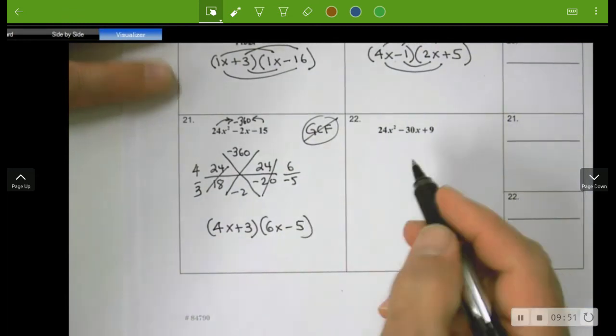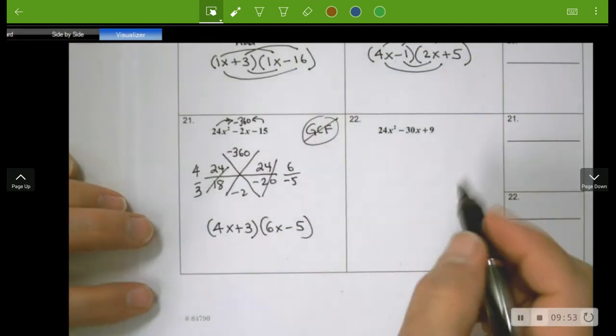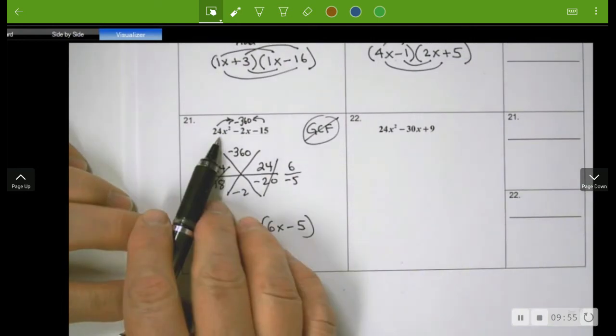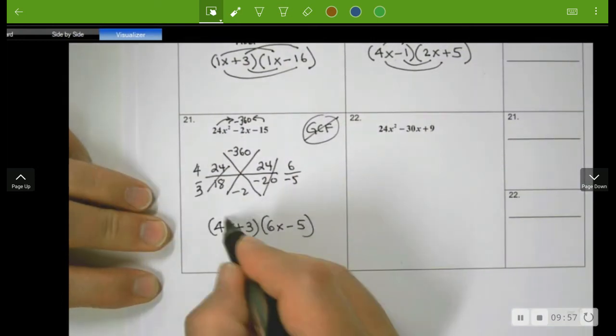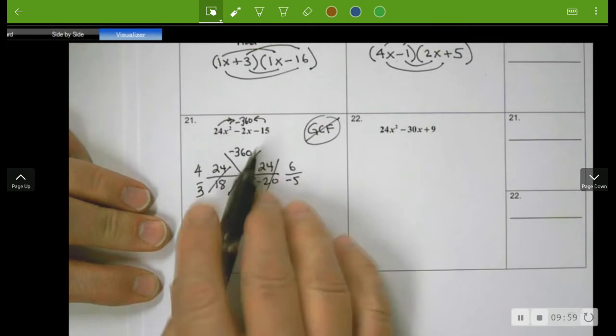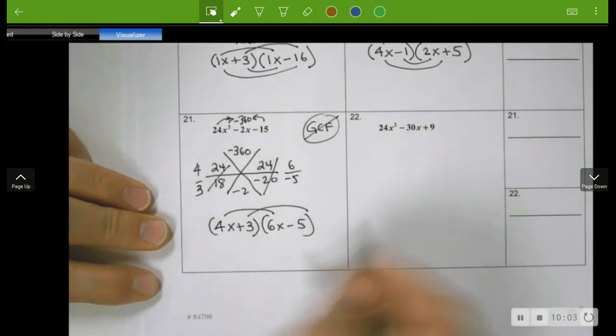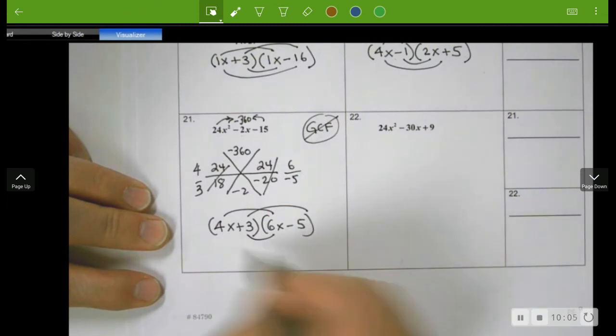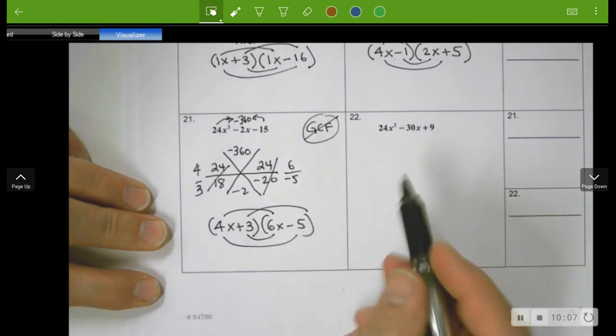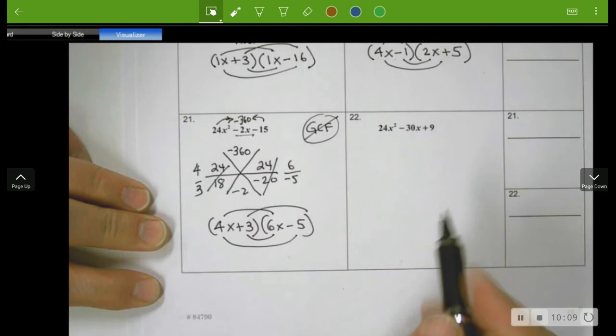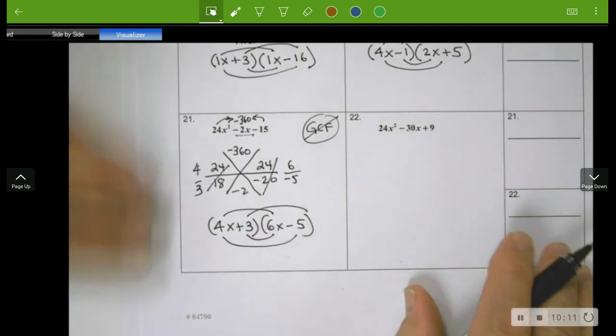And we're going to double check to see if this works. Our first times first should give 24x squared, and it does. Our last times last should give negative 15, and it does. You get 18x in the middle minus 20x on the ends, and that would turn out to be the right middle value. So everything worked out fine on that one.